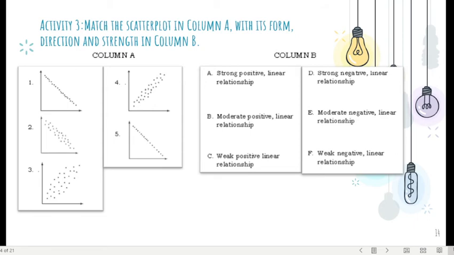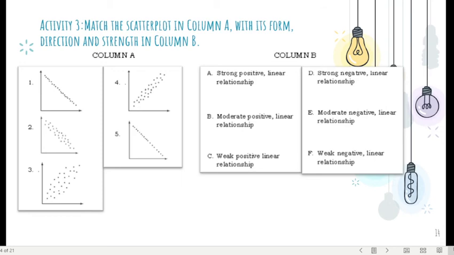Number two. For number two, the correct answer is moderate negative linear relationship. Why do you say it is negative? Correct, because it is going down. And why is it only moderate compared to number one, which is strong? Correct, because the points are more scattered as compared to number one.